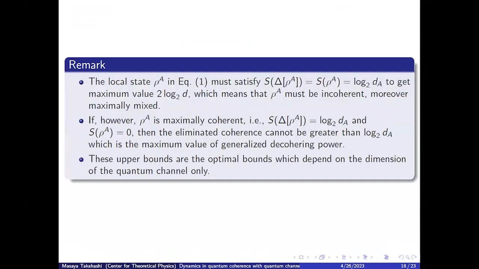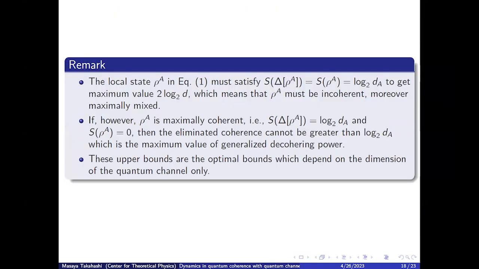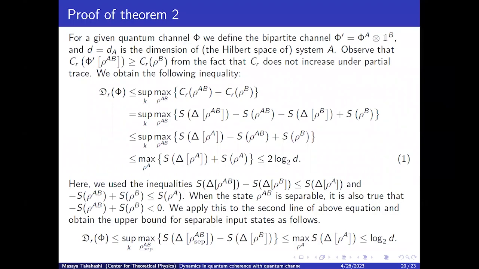Okay, so here are some remarks, but these remarks are related to the proof of theorem two. So I would like to mention a little about the proof of theorem two. We want the upper bound of the complete decoherent power. It's given by this formula.